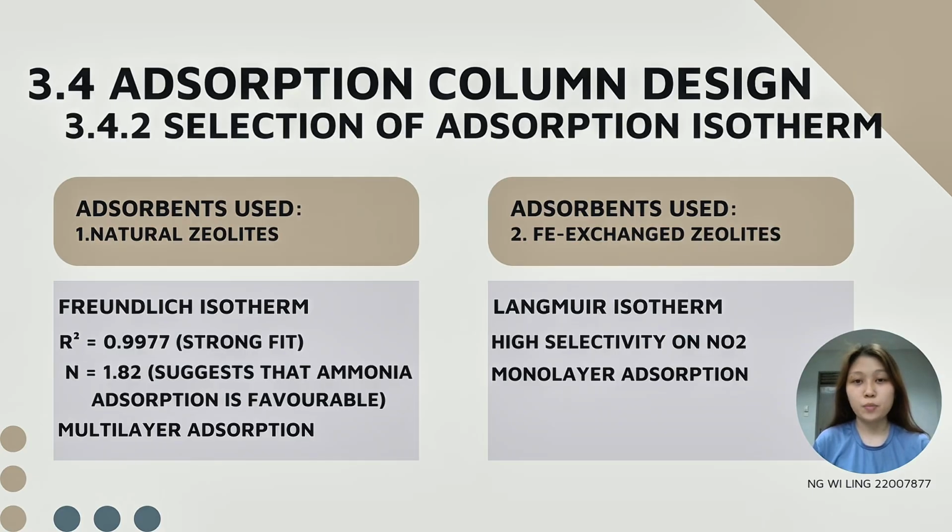Next, we need to determine an appropriate isotherm to predict adsorption behavior. The Freundlich isotherm, suited for heterogeneous surfaces, fits natural zeolites with an n value of 1.82 and an R-squared value of 0.9977, confirming strong correlation and indicating favorable ammonia adsorption. For ion exchange zeolites, the Langmuir isotherm, which assumes monolayer adsorption on a homogeneous surface, shows high selectivity for nitrogen dioxide. These models ensure accurate adsorption predictions for an optimized system.